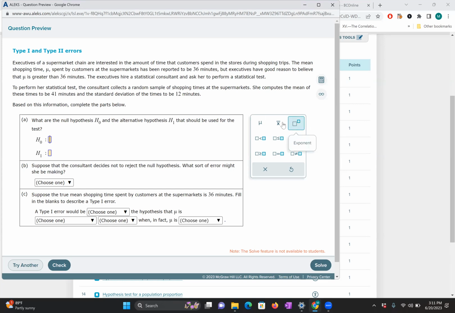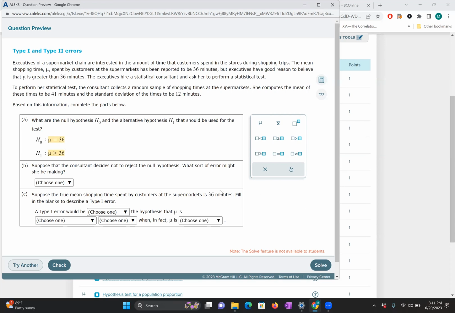So first of all, based on our question, we would say that mu is equal to 36 minutes, or mu is not equal to 36 minutes. They said here very clearly, executives have reason to believe that mu is greater than 36 minutes. So mu greater than 36 minutes would be your alternative hypothesis.